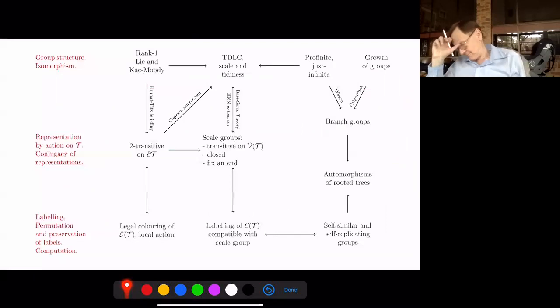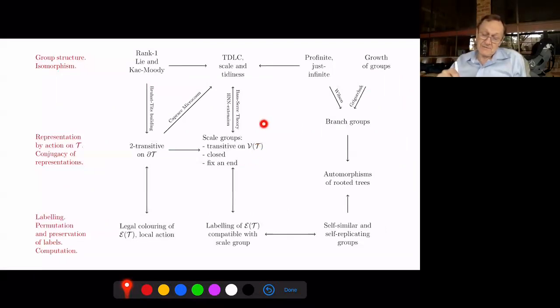Now, I've now talked about this part of the table. Are there any questions so far?